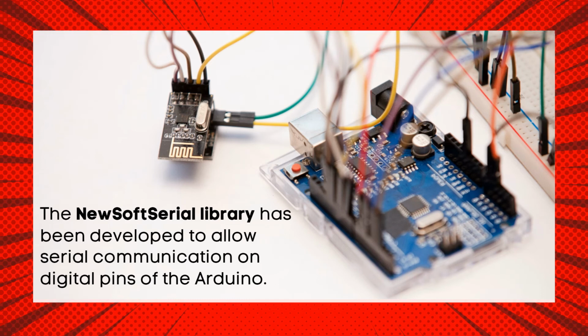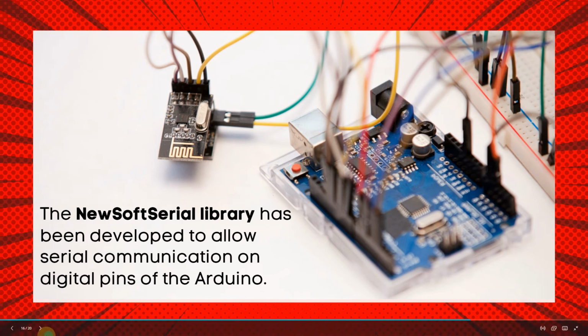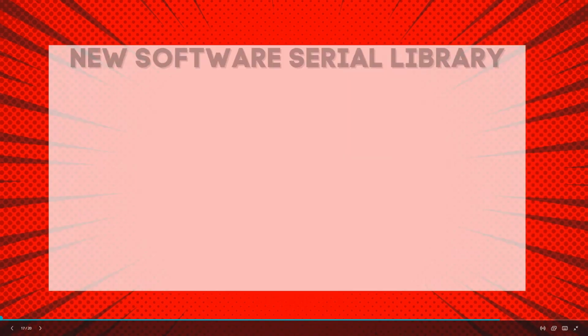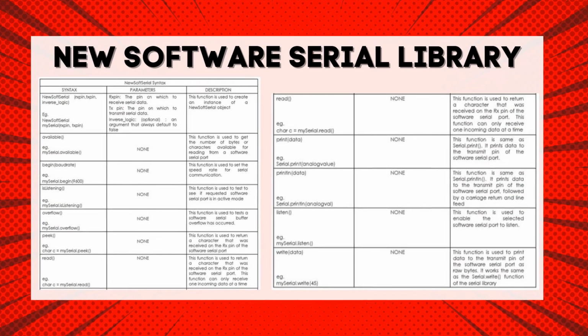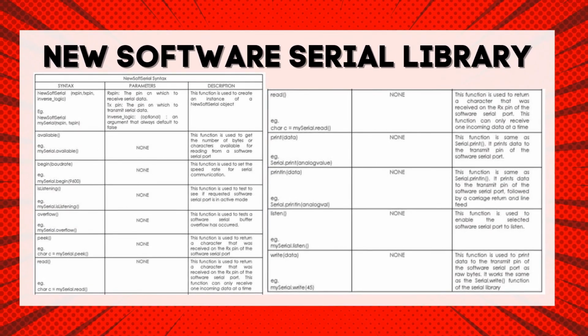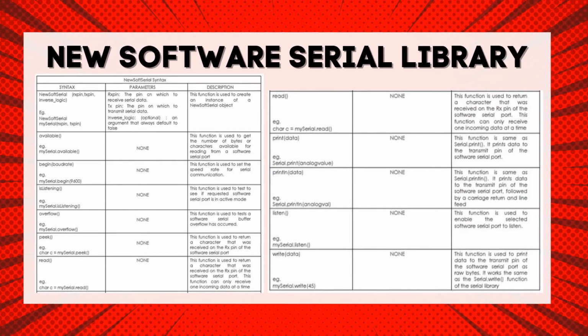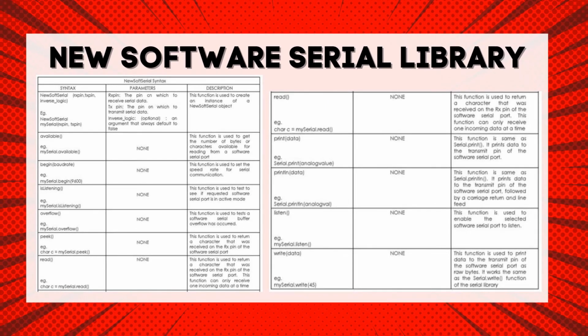This library has a limitation. If using multiple software serial ports, it can only receive data one at a time. And also, this library is very useful in communicating your Arduino to your PC device. So now, let's take a look at this new software serial library. By using this library, you can now send textual data from one Arduino to another using the serial monitor.